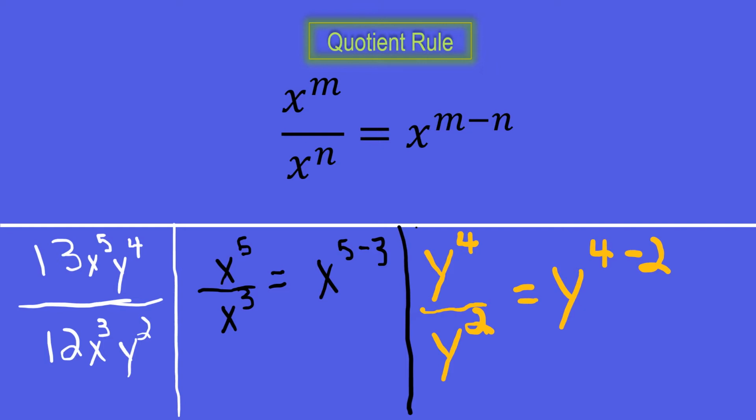Now, as it pertains to x, we will subtract the exponents, 5 minus 3. So now our x will become x to the second power, because 5 minus 3 equals 2. And we will apply the same technique for the y variable. So now our y variable is y to the second power.